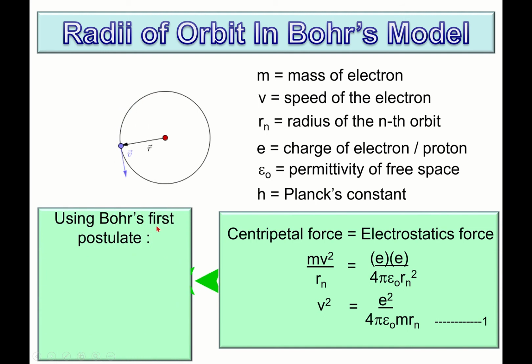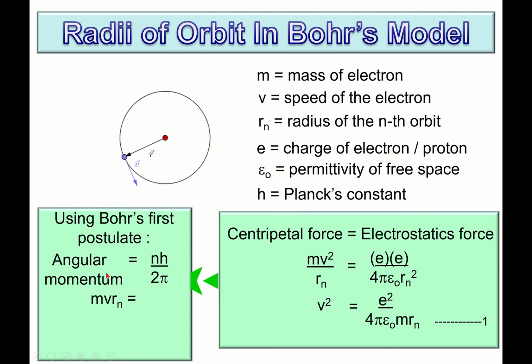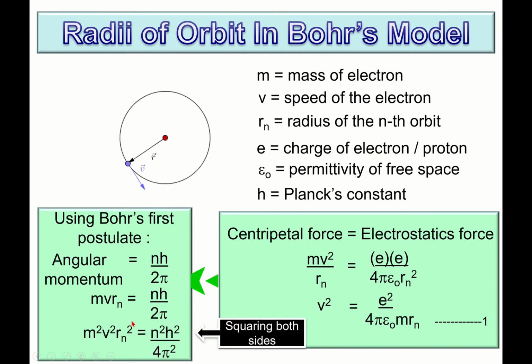So we use Bohr's first postulate. The first postulate of Bohr mentions that angular momentum equals nh per 2 pi, and angular momentum equals mvr. So mvr equals nh per 2 pi. Squaring both sides, we get m squared v squared r squared equals n squared h squared per 4 pi squared. We call this equation 2.